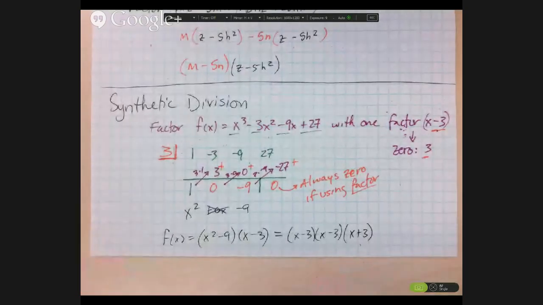Does that throw you off when I write it in a different order? Because multiplication is commutative. It can do that.